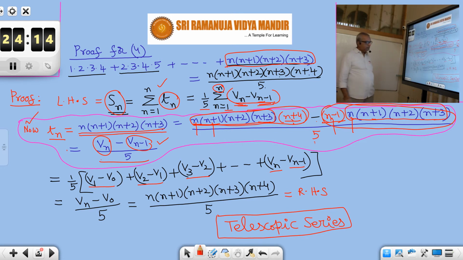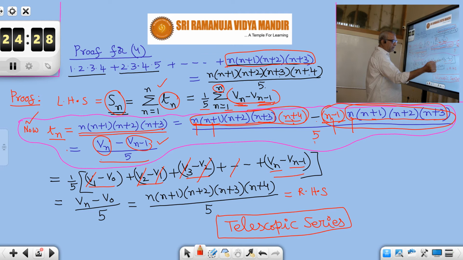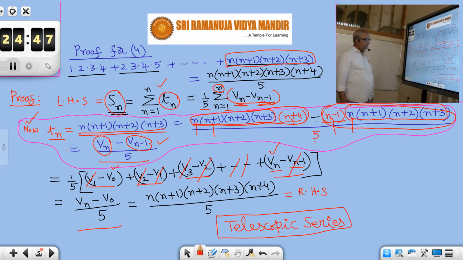Now, as usual, cancellation will be done. First part of one bracket cancels out with the second part of the next bracket. Similarly, first part of the next bracket cancels with the second part. Last but 1 bracket's first part cancels out with the second part of the last bracket. So what will remain? First part of the last bracket, second part of the first bracket. So Vn minus V0. Of course, by 5 is there. Vn minus V0 by 5.